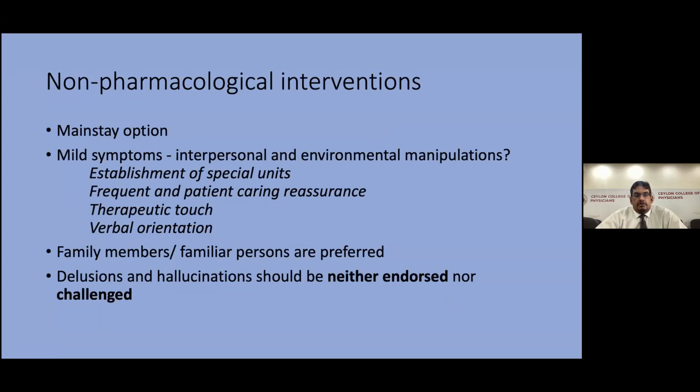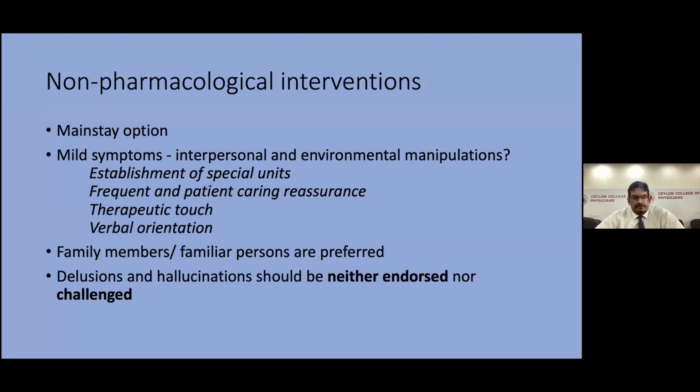So non-pharmacologically, for mild symptoms, you need to use interpersonal and environmental manipulations. It may be difficult, but we need to try. Establish special units, geriatric units or older-adult-friendly units where we could manage these people. Frequent and caring reassurance. Patience is essential for the patient. The therapeutic touch, how much do we go and touch the patient and explain certain things? That makes a huge difference.